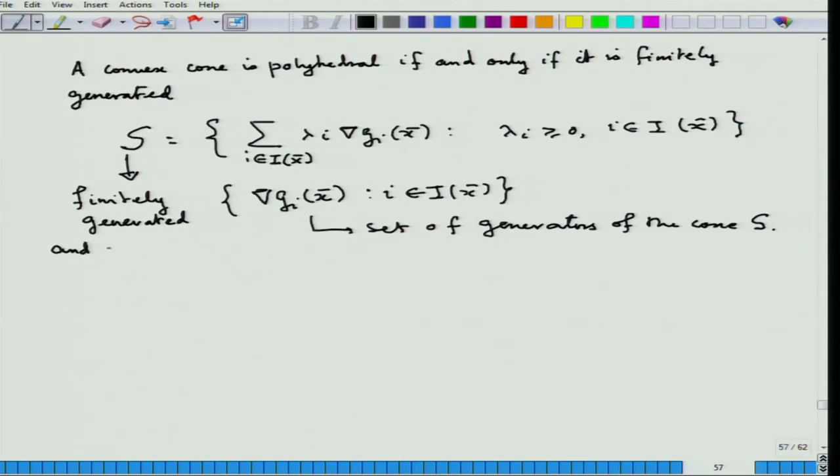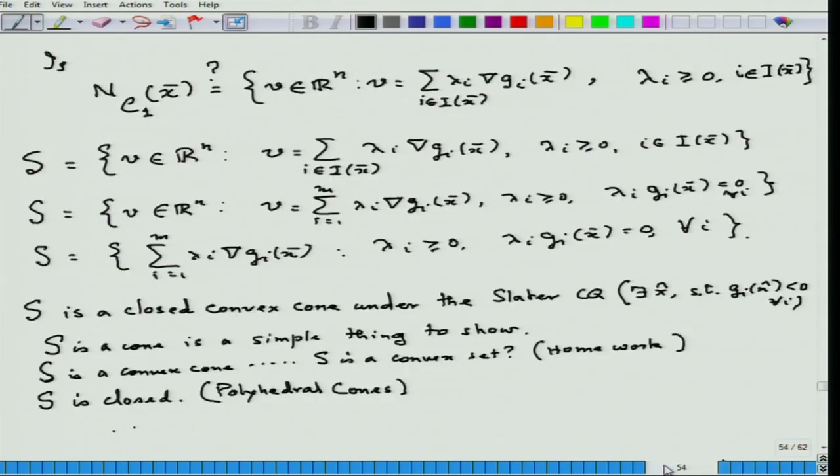And S is thus closed. So, the three requirements: S is a cone is done, which you can show; that it is a convex cone would be your homework; and S is closed because of this polyhedrality. The three things we have done have now been completed. Now, our question is to show whether this is equal to this.